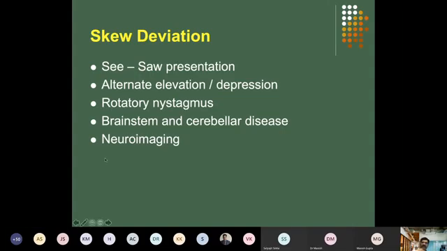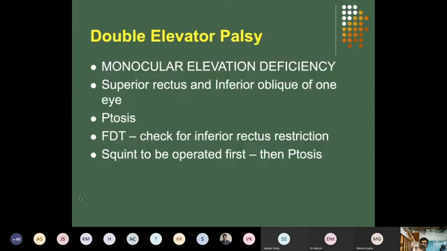Skew deviation again is a seesaw presentation. Suppose when the right eye goes up, the left eye goes down, and vice versa. And generally, it is associated with rotatory nystagmus also. Again, in these cases, neuroimaging is required because it may be due to a brainstem or cerebellar lesion.